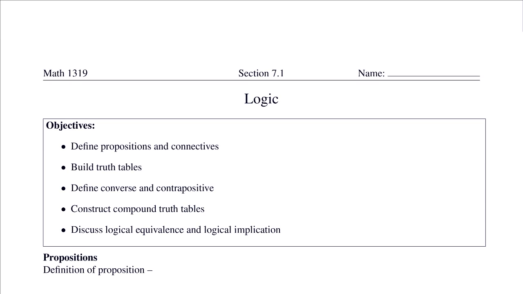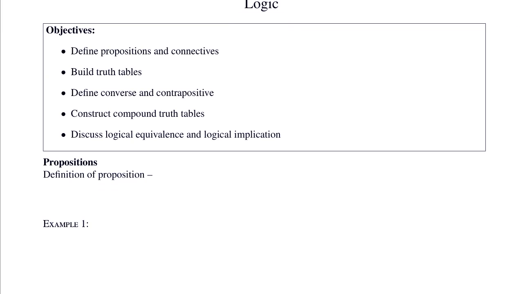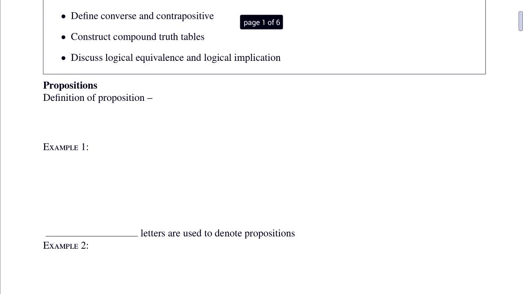All right. So section 7.1 is logic. We're going to define propositions and connectives, build truth tables, define converse and contrapositive, construct compound truth tables, and discuss logical equivalence and logical implication. All right. So first up is the definition of a proposition.